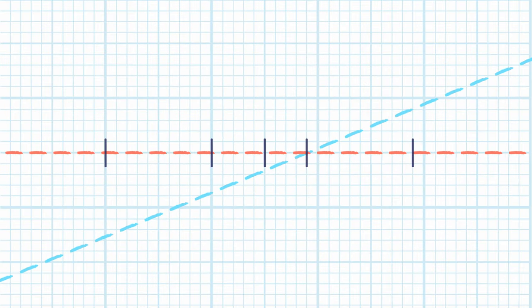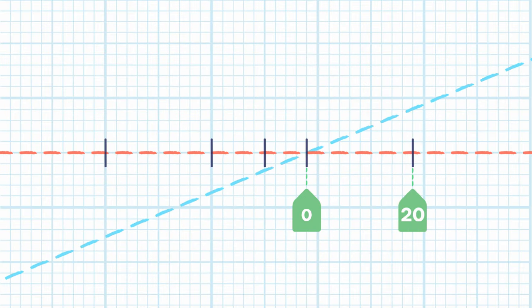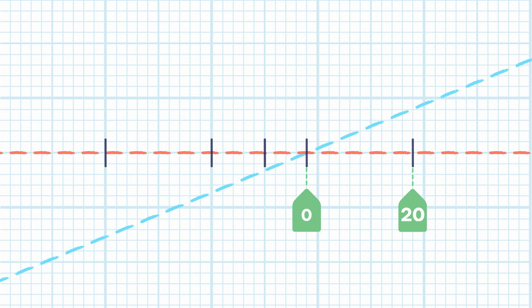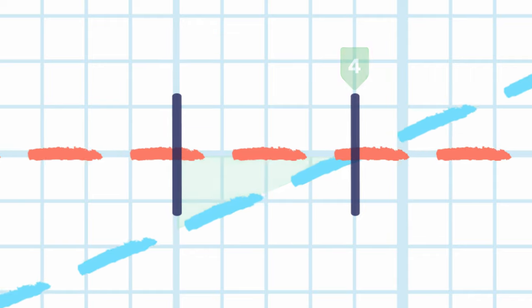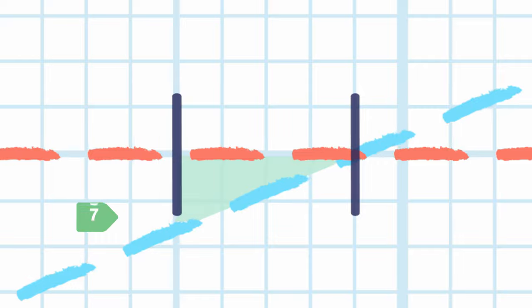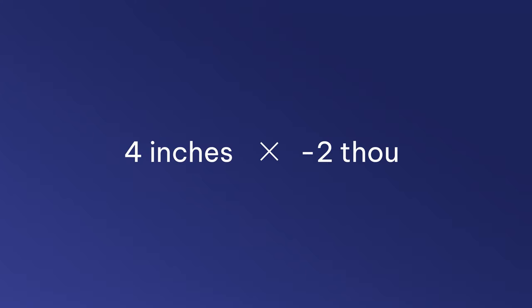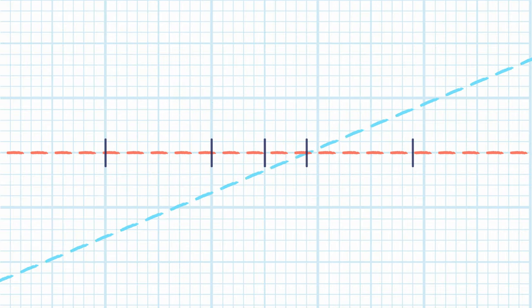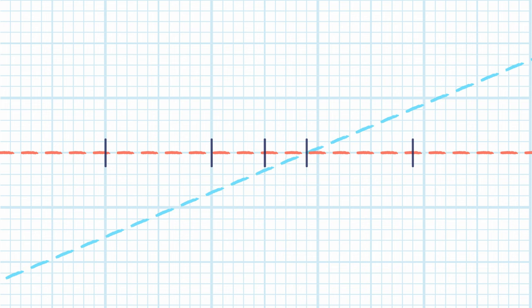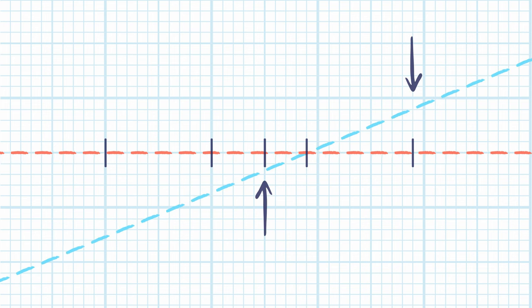The graph shows that the offset is 20 thou at the back feet and 0 thou at the front feet. We know that the offset changes by 2 thou for every inch we move along the shaft. The coupling center is 4 inches from the front feet. Over those 4 inches, the movable shaft will drop an additional 8 thou, 4 inches times 2 thou. Therefore, the offset at the coupling center is negative 8 thou. In this example, the movable shaft is sitting low at the coupling, but high at the rear feet.